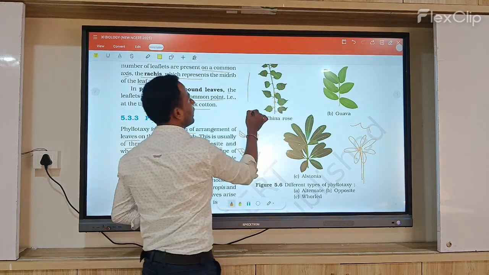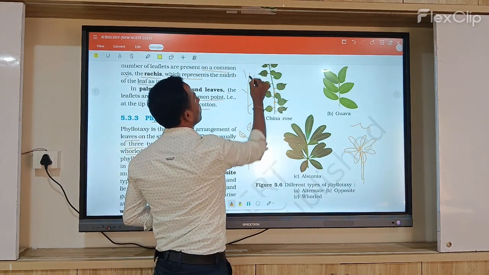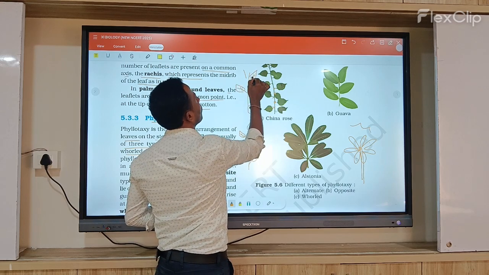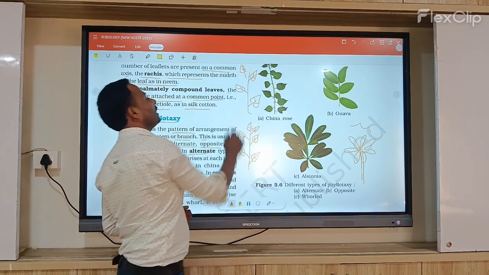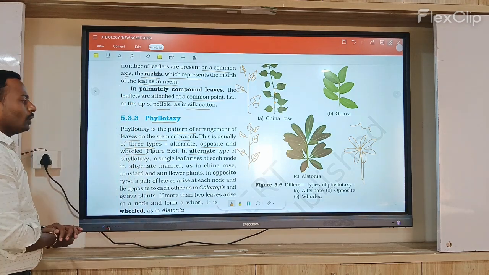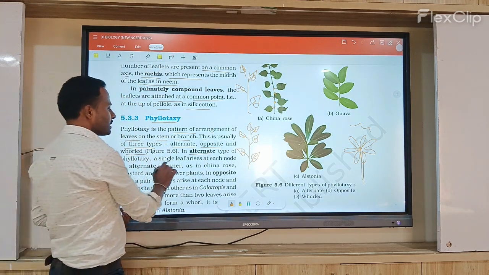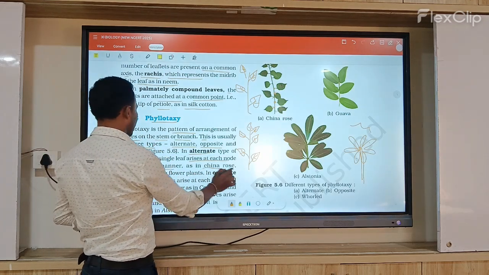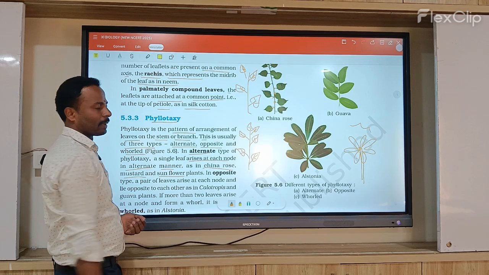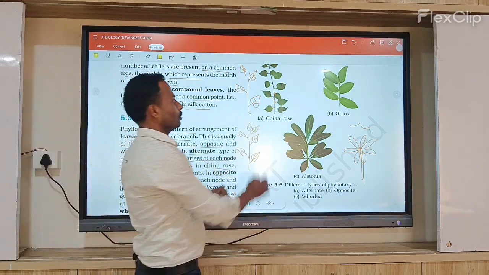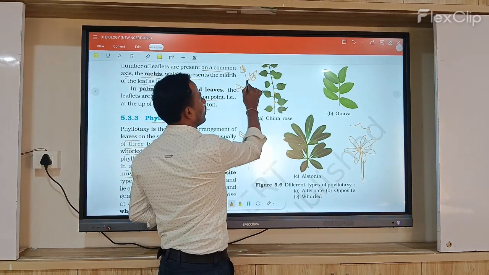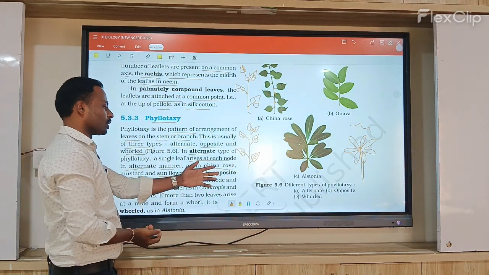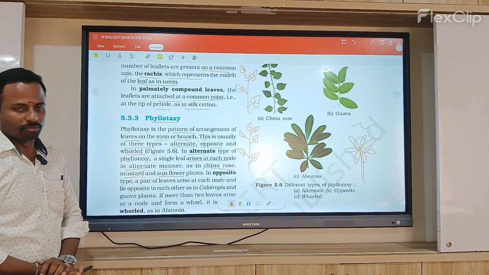The leaves are arranged in an alternate manner. Such an arrangement is called alternate phyllotaxy. In this, a single leaf is arranged at each node in an alternate manner. Examples: China rose, mustard, and sunflower plants. At each node, only one single leaf is formed.